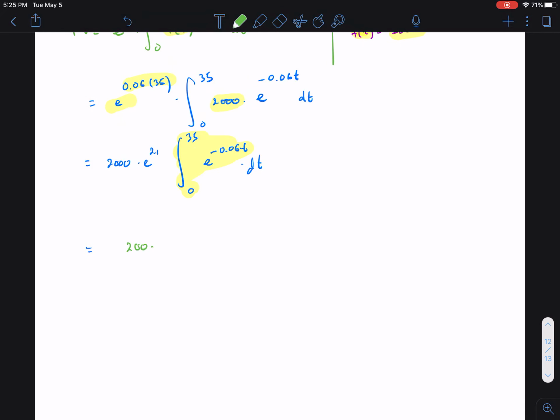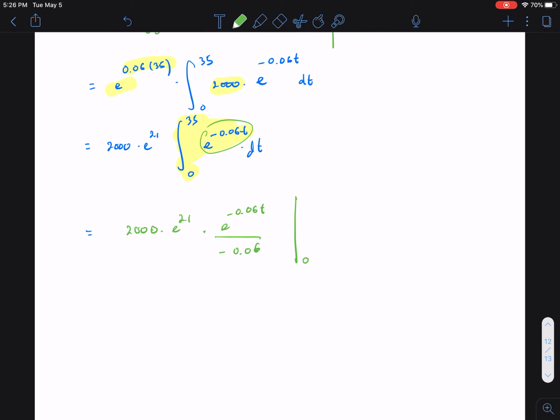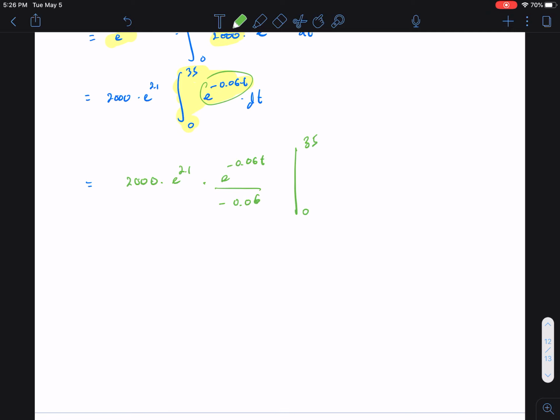So let's hold up and calculate this to get the number first. The antiderivative is going to be e to the negative 0.06 t, divided by that constant, negative 0.06, and then we're going to evaluate this from 0 to 35. So now we're going to take 2000 divided by negative 0.06. That's going to give us negative 33,333, and then I'm going to multiply it by e to the 2.1.